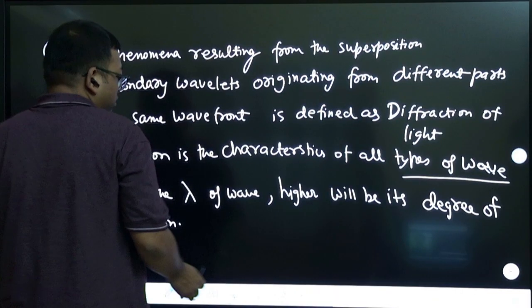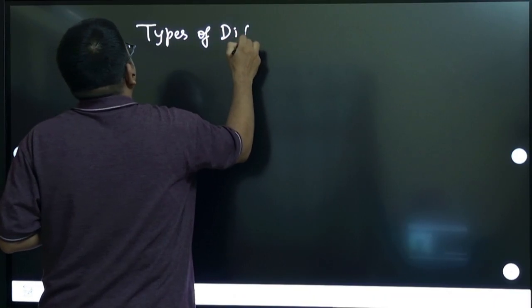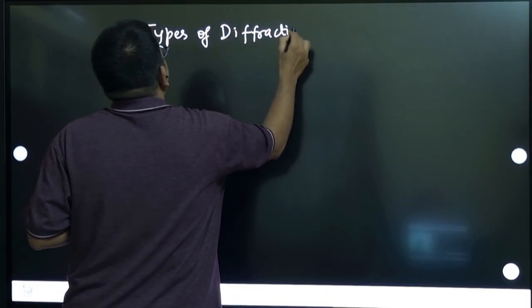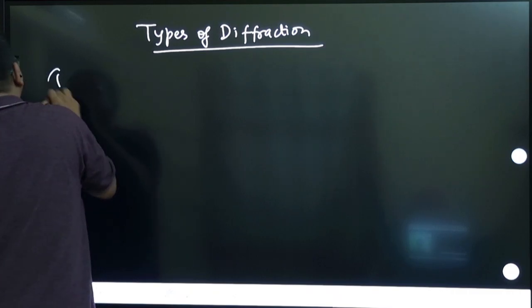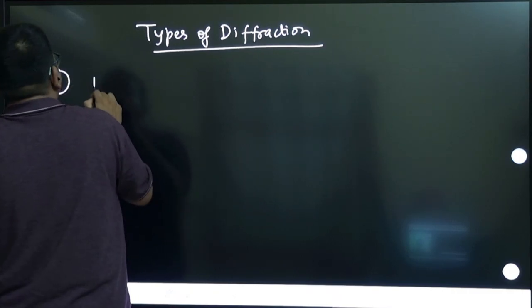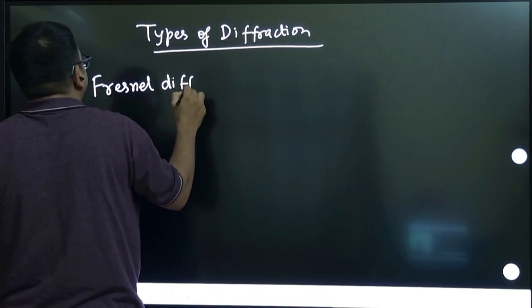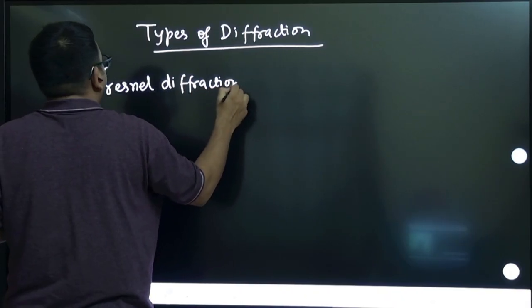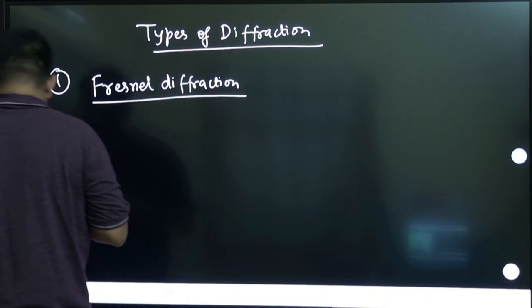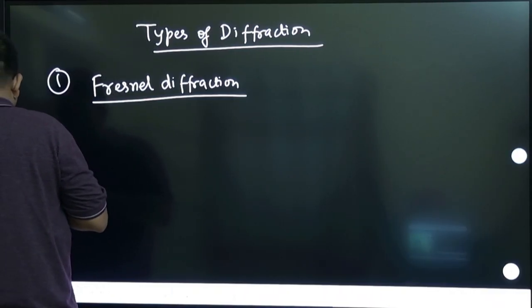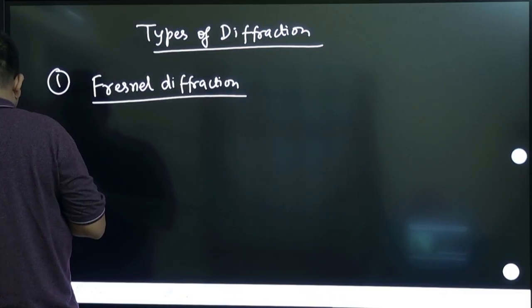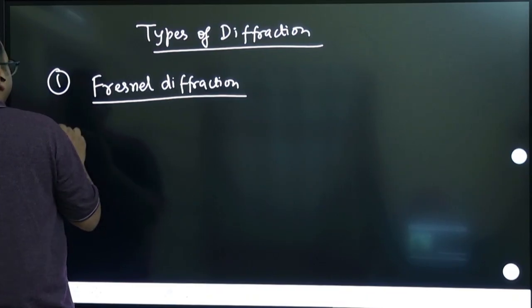Now let us discuss the types of diffraction. First type is called Fresnel diffraction. What happens in Fresnel diffraction? If the source or screen or both are at finite distance from the diffracting device, that is what it is.